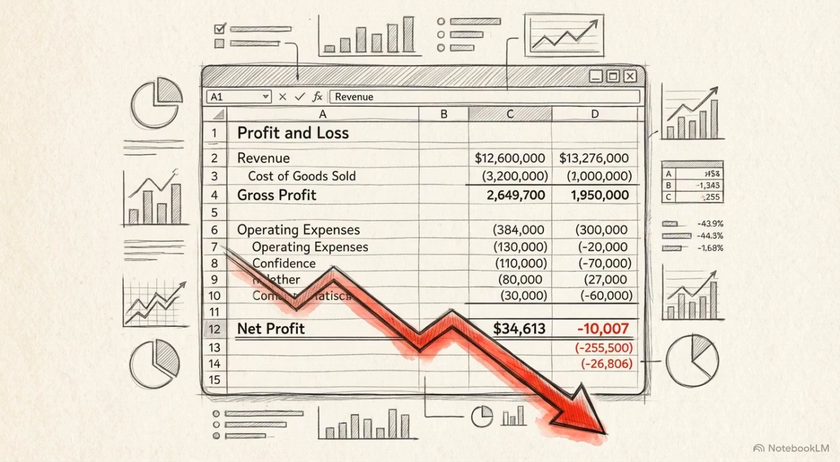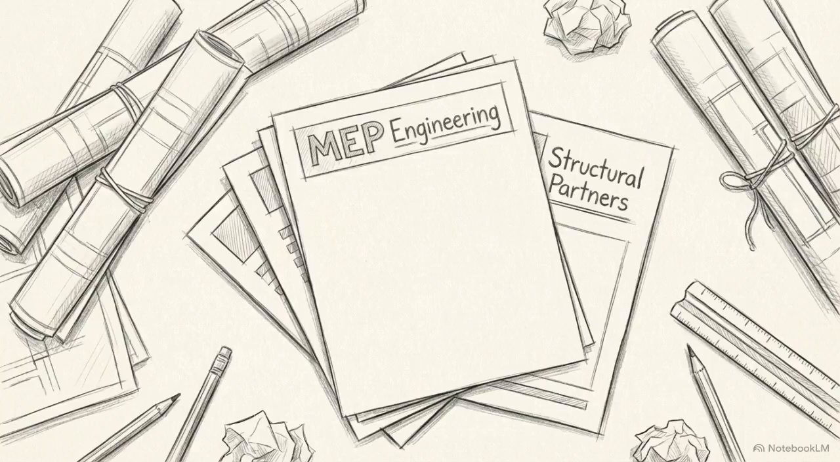Architecture firms consistently lose between 12 and 18% of their potential annual revenue. That leakage rarely comes from unbilled design time. It comes from unbilled or underbilled consultant costs, specifically the invoices from mechanical, electrical, plumbing, and structural engineers.